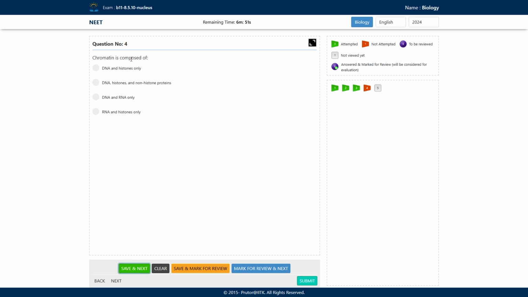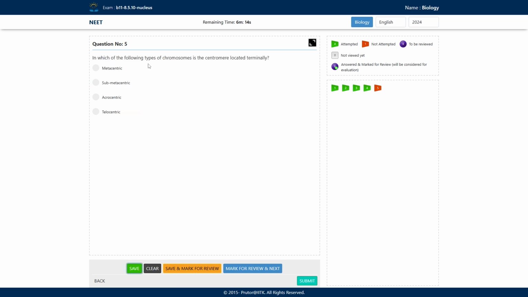Next one, chromatin is composed of. Options are DNA and histones only; DNA, histones, and non-histone proteins; third, DNA and RNA only; and fourth, RNA and histones only. What will be the correct answer? Option number B will be the correct answer here. Chromatin is composed of DNA, histones which are positively charged, and non-histone proteins.